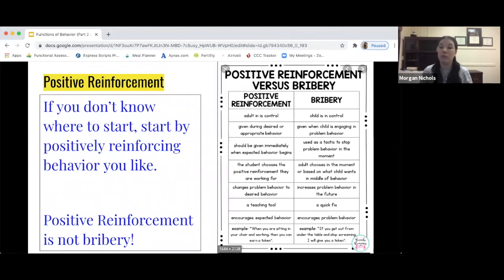But positive reinforcement is saying something like, when you're sitting in your chair and working, then you can have your iPad or you can earn a token or whatever it is, right? So that's explaining to the child the desired behavior: the behavior I want you to do is I want you to sit in your chair and I want you to work. And when you're doing that desired behavior, then you can earn whatever it is you're asking for. And that's going to increase the desired behavior. So make sure that you're doing positive reinforcement rather than bribery.